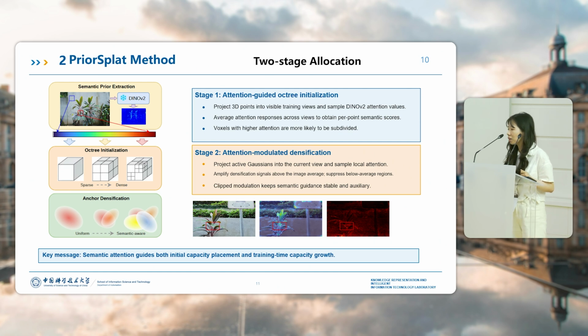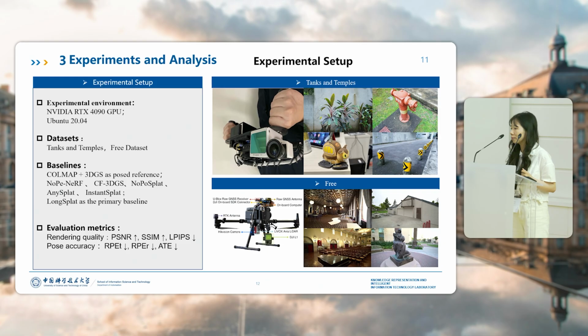Clipping keeps the semantic modulation stable, so it acts as a helper, an auxiliary, rather than overriding the standard gradient-based densification.